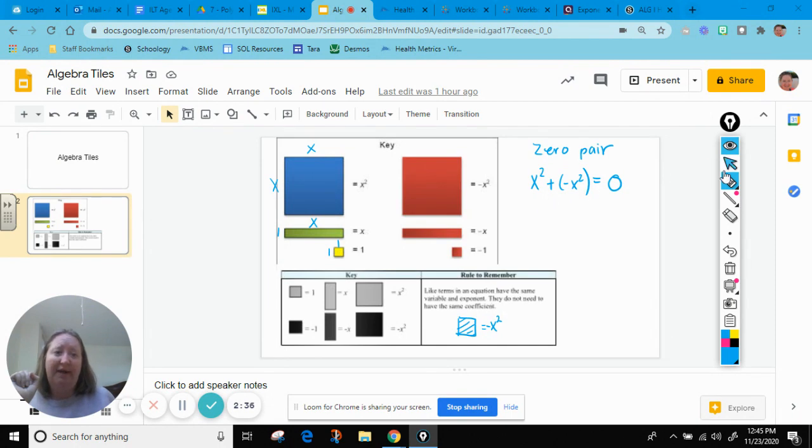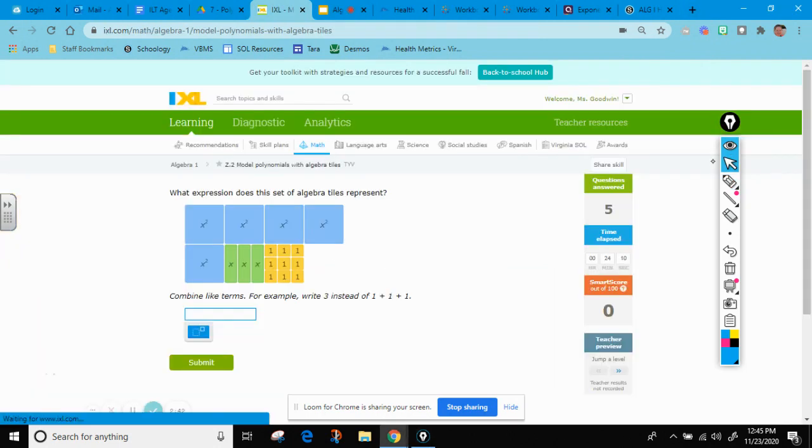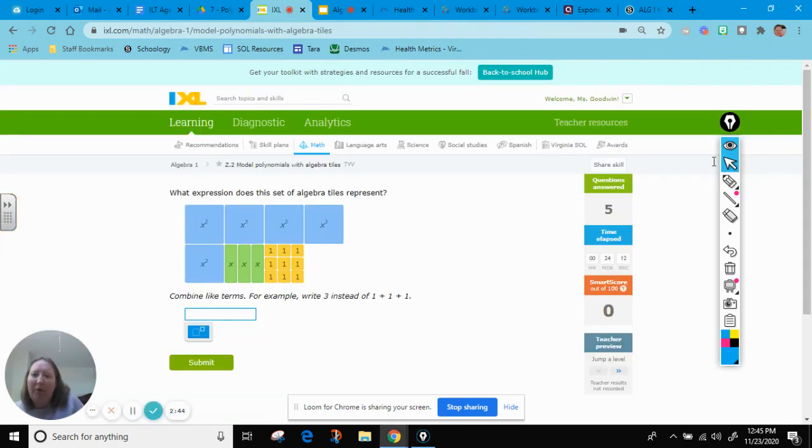For example, let's go to IXL so you know what I'm talking about. Okay, so here on IXL, it's saying write a polynomial. What polynomial expression does this set of tiles represent? And it doesn't want you to just list a bunch, like there's 3 x's here. It says don't do plus x plus x plus x. Make that into 3x. Combine your like terms, okay?